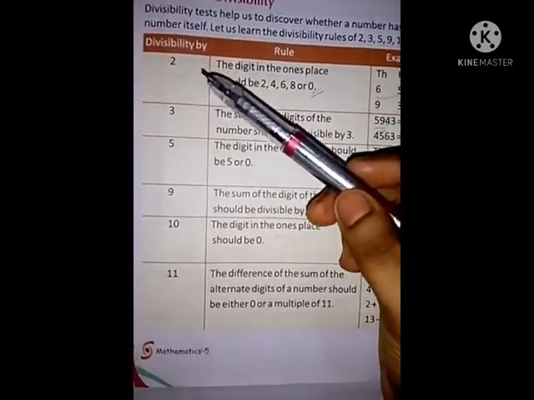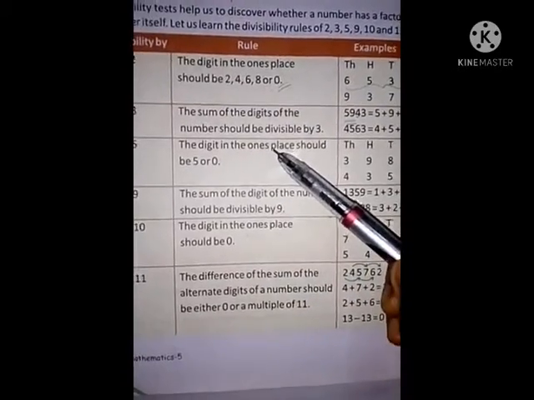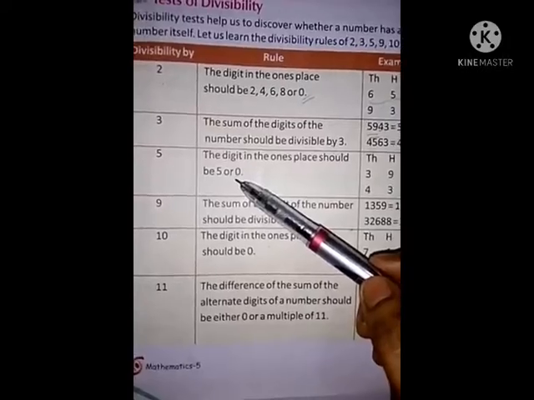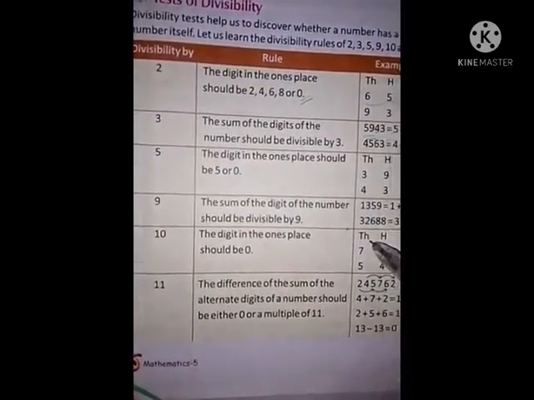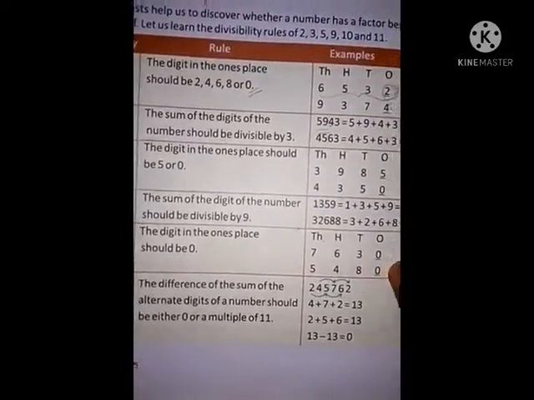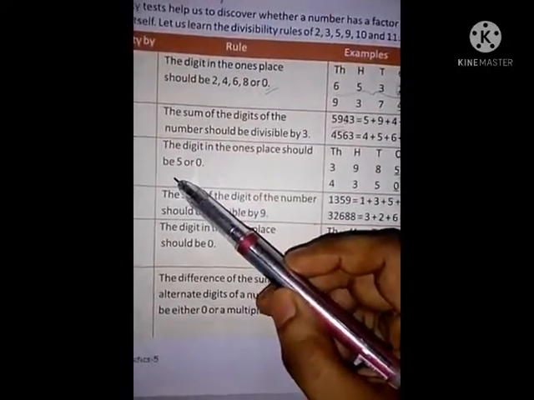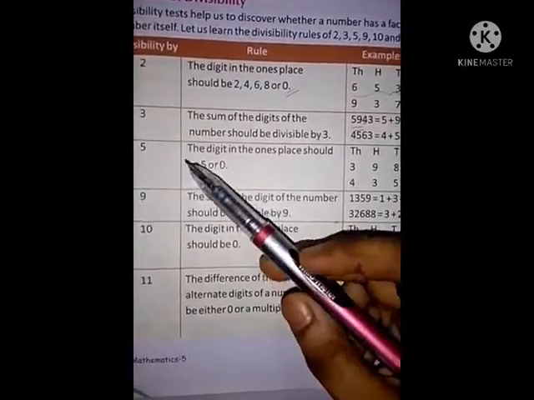Now see, divisibility by 5. The digit in the ones place should be 5 or 0. What numbers are divisible by 5? How can we know? We have to examine the ones position. If 0 or 5 is present in the ones position, then we can say that that particular number will be divisible by 5.